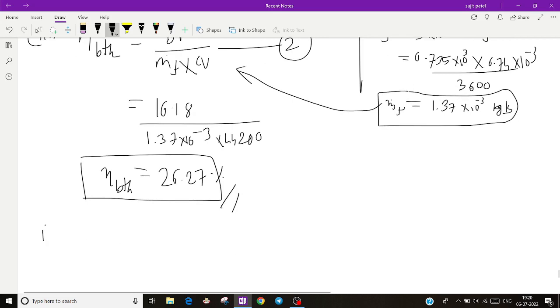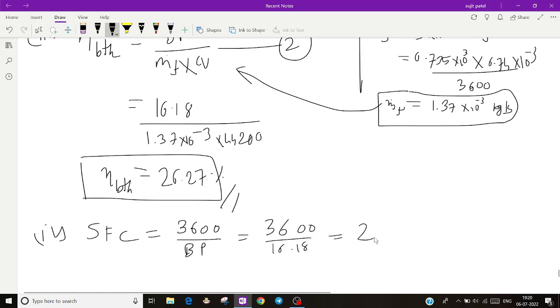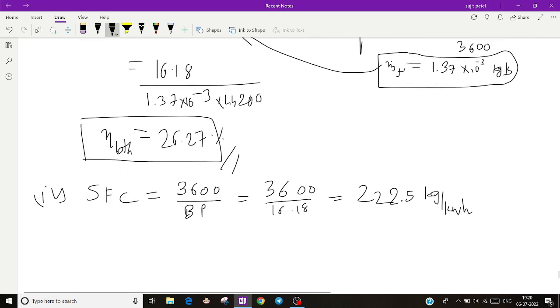Now the fourth thing is specific fuel consumption, SFC. The specific fuel consumption is given by 3600 divided by brake power. So 3600 divided by the brake power 16.18. When you solve this, you will get 222.5 kg per kilowatt hour. This is the unit, 222.5 kg per kilowatt hour, and this is the answer of our fourth portion that they've asked.